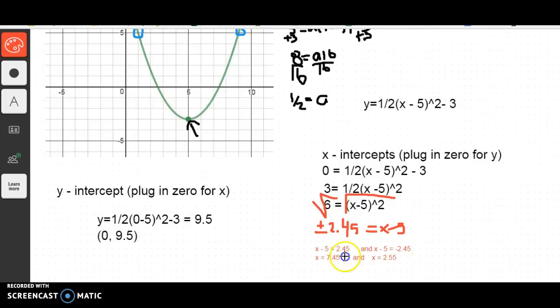So these are my two answers. And you'll see in the graph it just about crosses at 2.55 and 7.45. But you wouldn't know that, which is why you have to do it algebraically.